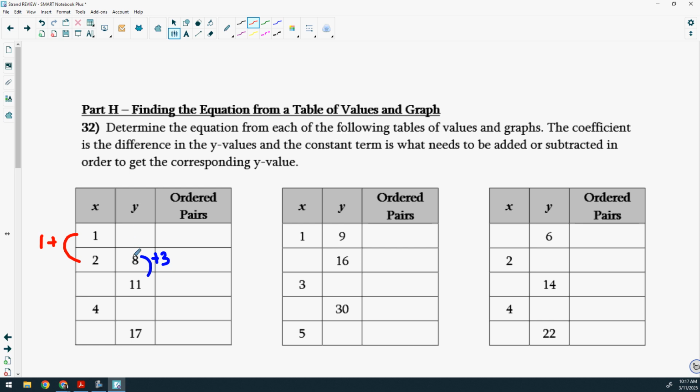So 8 plus 3 gives us 11. 11 plus 3 gives us 14. I'm going to do that in a different color. And then 14 plus 3 gives us 17. So that checks out. So our changes are going to be +3, +3, +3, +3 for our y values. Our change in x is +1. So 1, 2, 3, 4, 5.